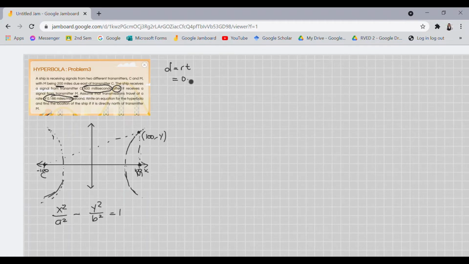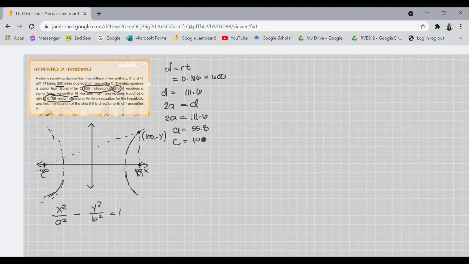So, we have 0.186 times your time, which is 600, your distance now is equal to 111.6. Okay, so this is now your distance. Again, 2A is equal to D, di ba? So, meaning 2A is equal to 111.6. And then, your A now is equal to 55.8. Okay, 55.8 yung ating A, ang ating C ay 100.